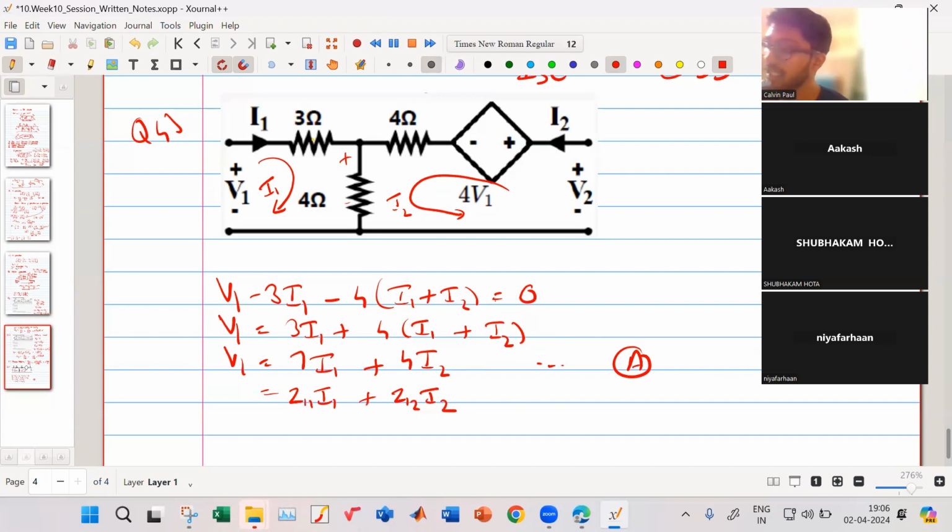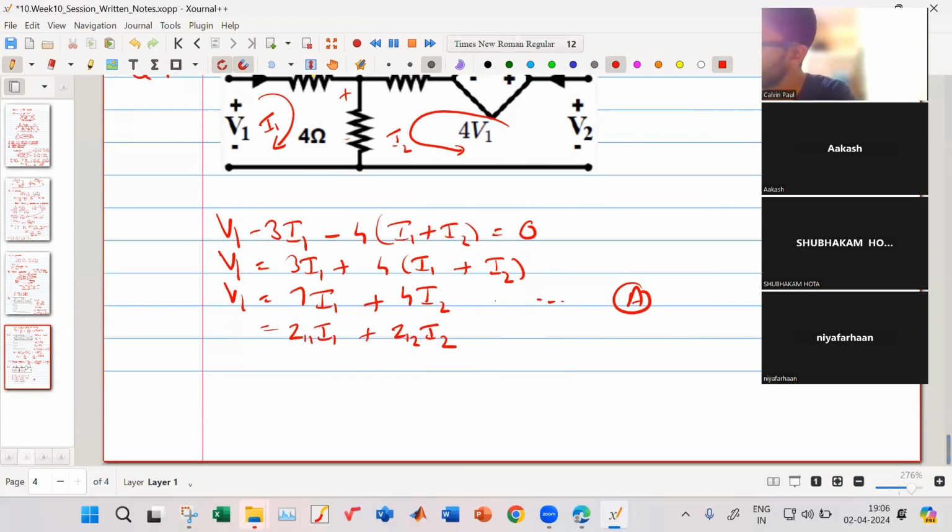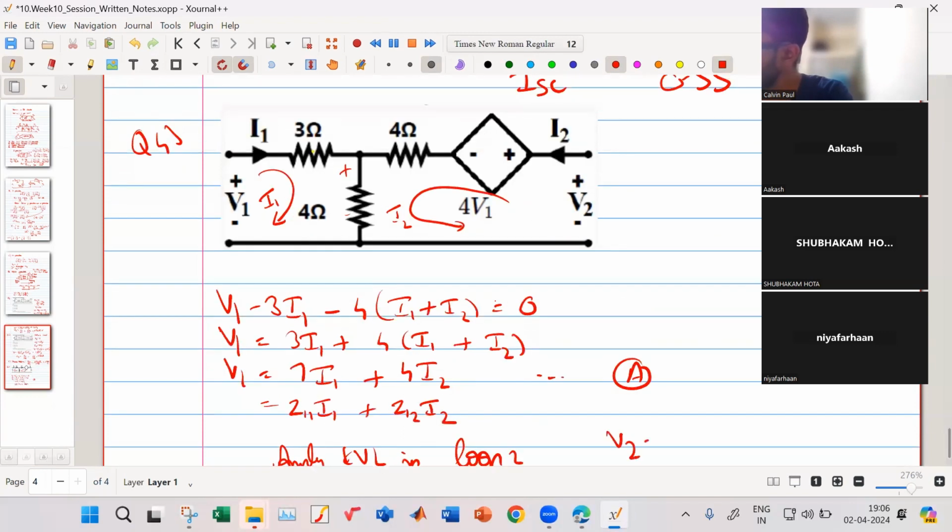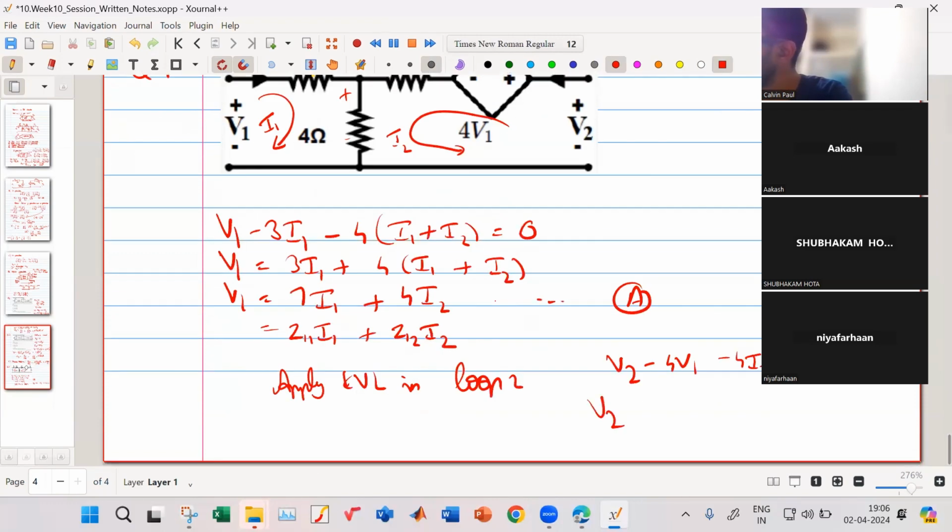Now we want to find the other two parameters. So what we will do, we will apply KVL in loop 2. What I will get is V2 minus 4V1 minus 4 into I2 minus 4 into I1 plus I2 is equal to 0. Okay. So V2 minus 4V1 minus 4I2 minus 4I1 minus 4I2 equal to 0. Okay, I'll go to next page.